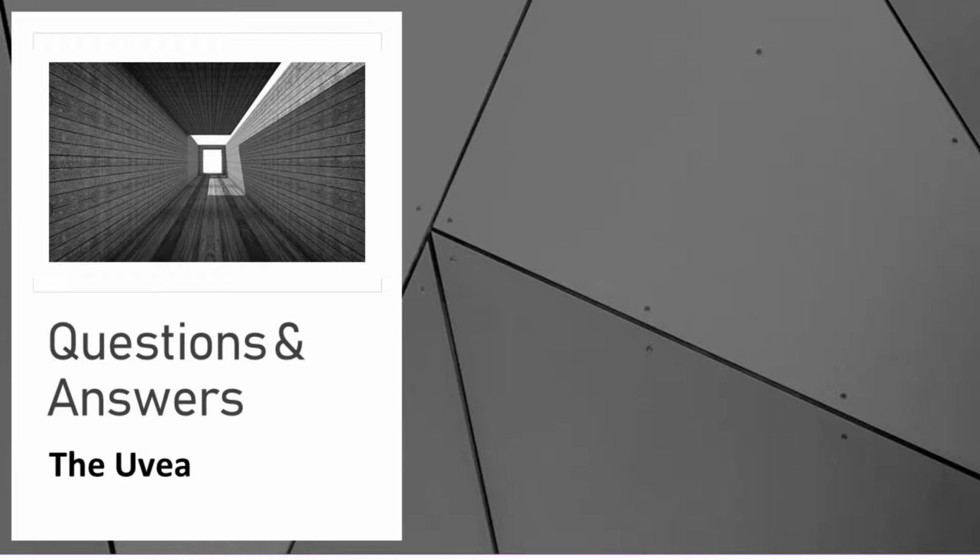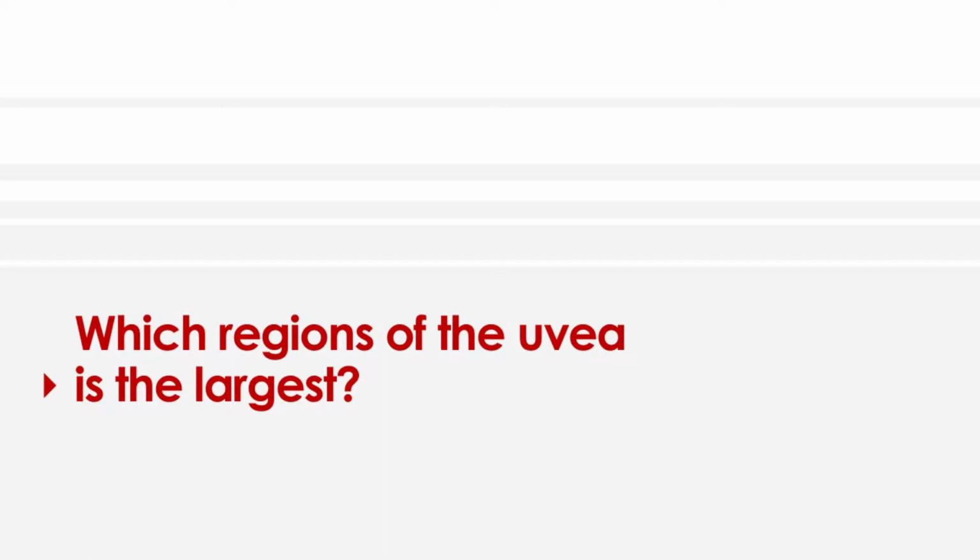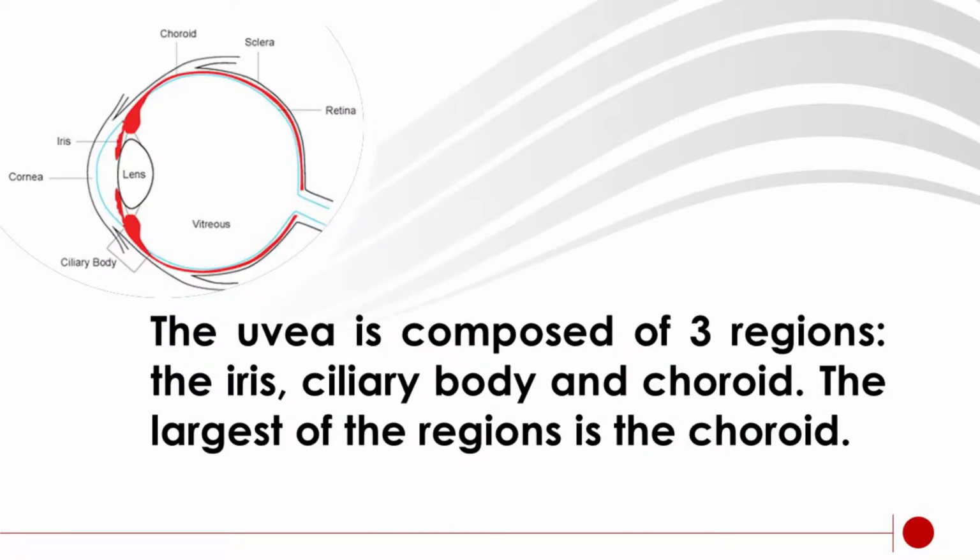Today's video is a Q&A on uvea related topics. Question 1. Which region of the uvea is the largest? The uvea is composed of 3 regions: the iris, ciliary body, and choroid. The choroid is the largest of the 3.